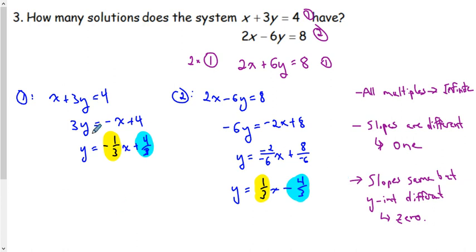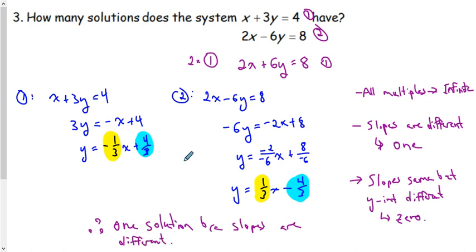So in this case, we have different slopes. That's all we need to know. One solution because slopes are different. Now, you might be able to tell that the slopes are different just by looking at one another. If you can look at it and say the x and y values aren't multiples of one another in terms of comparing the two lines, you wouldn't necessarily have to put them in y equals mx plus b form, but it is a lot easier to see it when it's in y equals mx plus b form.